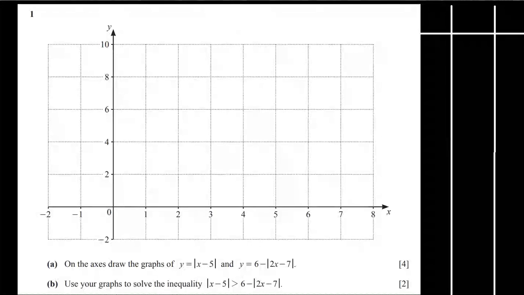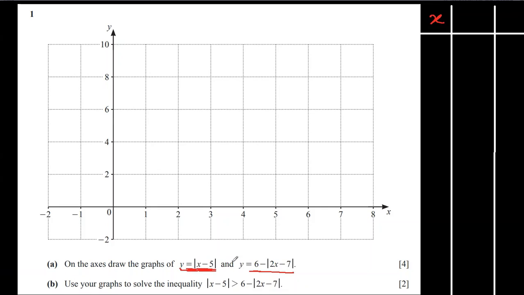In question 1, they have given a space to graph, and part A says on the axis below, draw these two graphs. In part B, they're saying to use the graphs to solve this. So the detailed method is the one I have done here. On the right side, you can see a table. In that table, I will write x here and y here.